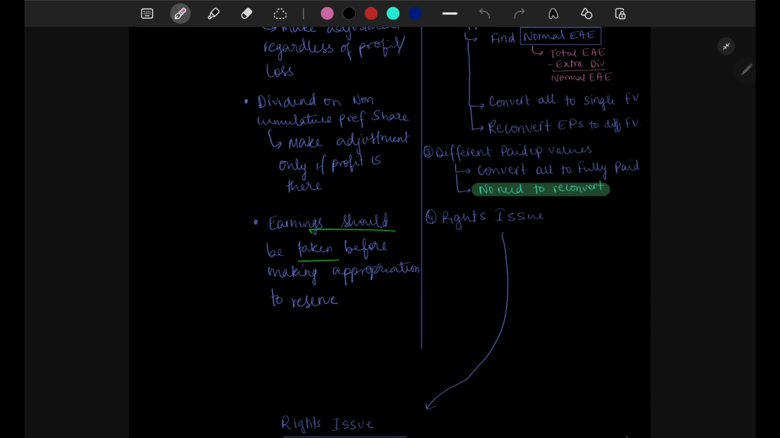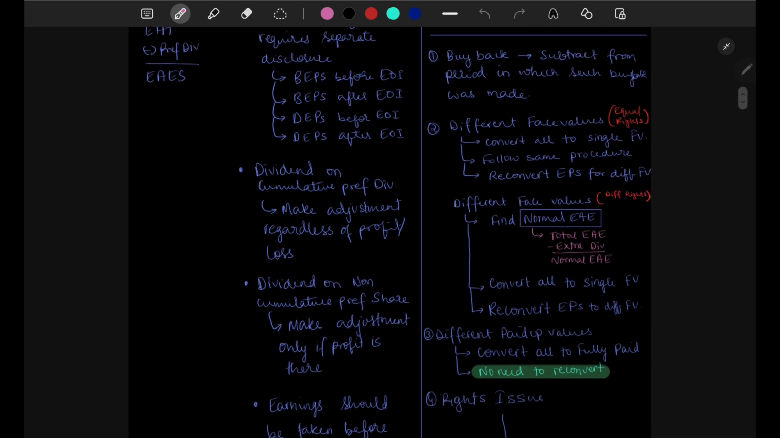Next, earnings should be taken before making any appropriation to reserves. Okay, so any general reserve or any reserves in surplus or any building reserve, any other kind of reserve. So before making any appropriation to the reserve, you will have to take that earnings. They would have given earnings after making general reserve, like all these. So you'll have to add all this back to the earnings. Is that clear? I'll just give a recap.